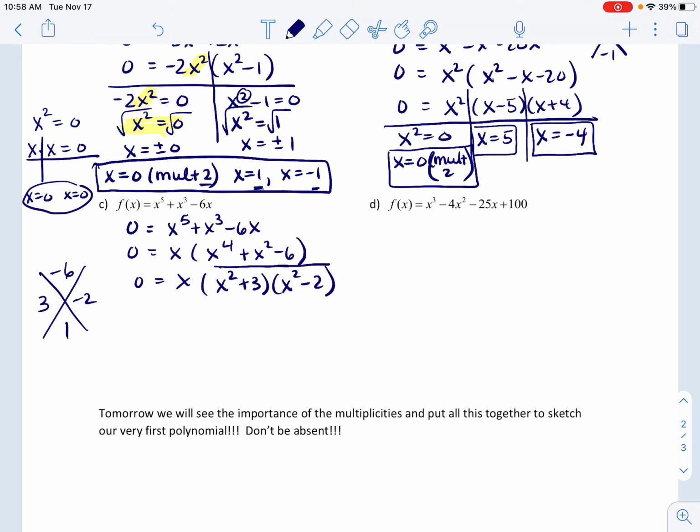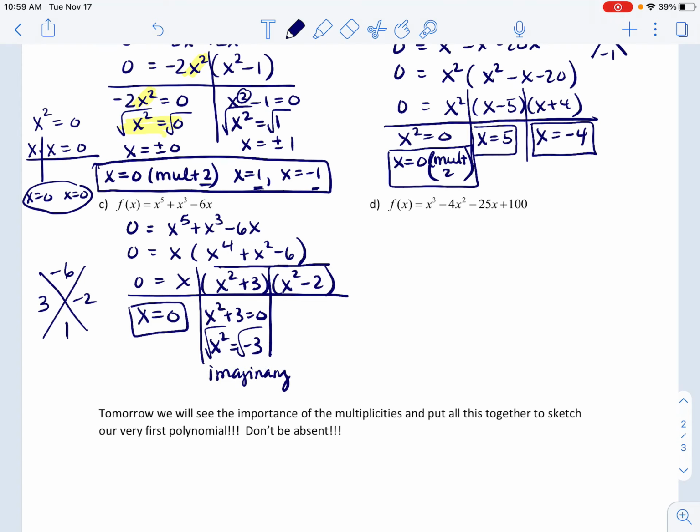So how am I going to get the zeros? If I set each of these factors equal to 0, for the first one, I'm going to get x equals 0. There's only one answer there, so that's just multiplicity 1, so you can leave it like that. This one is a little bit weird, because if I subtract 3 from both sides, I get x squared equals negative 3. What happens when I take the square root of a negative number? This is imaginary. It's not giving me any real zeros, so that one is not going to count in this case. It's an imaginary zero, but on a graph, it's not going to cross the x-axis, so we can just leave that one.